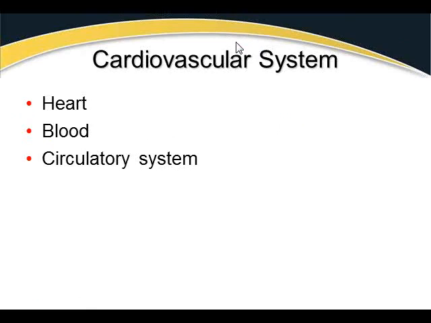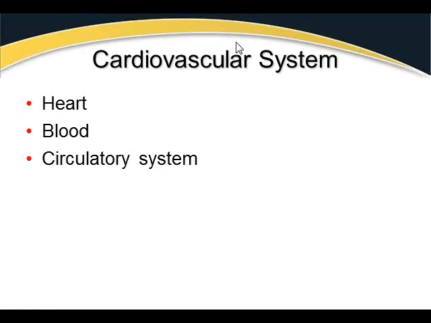Okay, part 2 of chapter 5, to finish up the anatomy and physiology for this lesson. Next system we're going to look at is the cardiovascular system, which is the heart and the blood and the circulatory system, or the vessels. The heart being the pump, circulatory system being the transport routes, and then the blood being the transport agent.